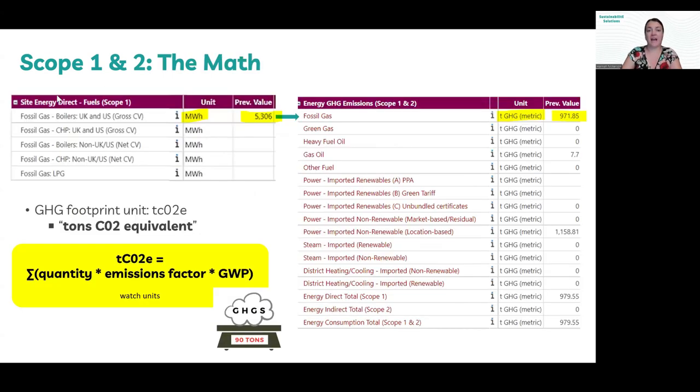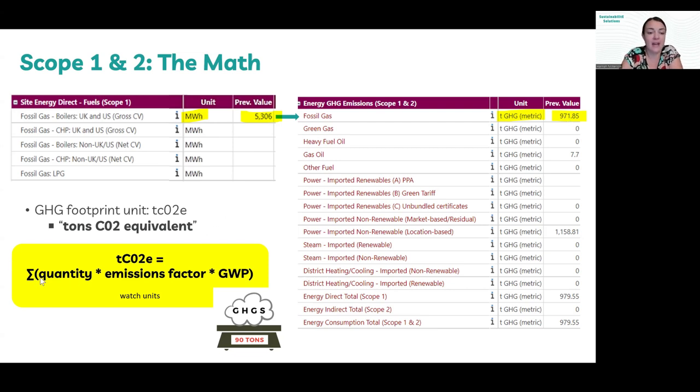So how does the calculation actually work? The math behind it. Some of these screenshots are from a client I actually worked with. Here you can see they input their fossil gas or natural gas use for that cycle. They used roughly 5,300 megawatt hours of gas as per their utility bill, and that is equivalent to 971 tons of greenhouse gases, or carbon dioxide equivalent.